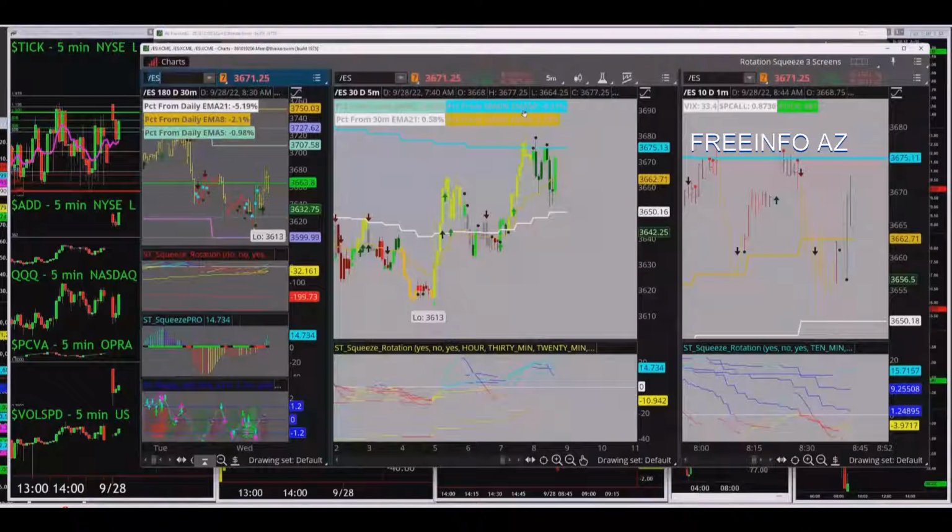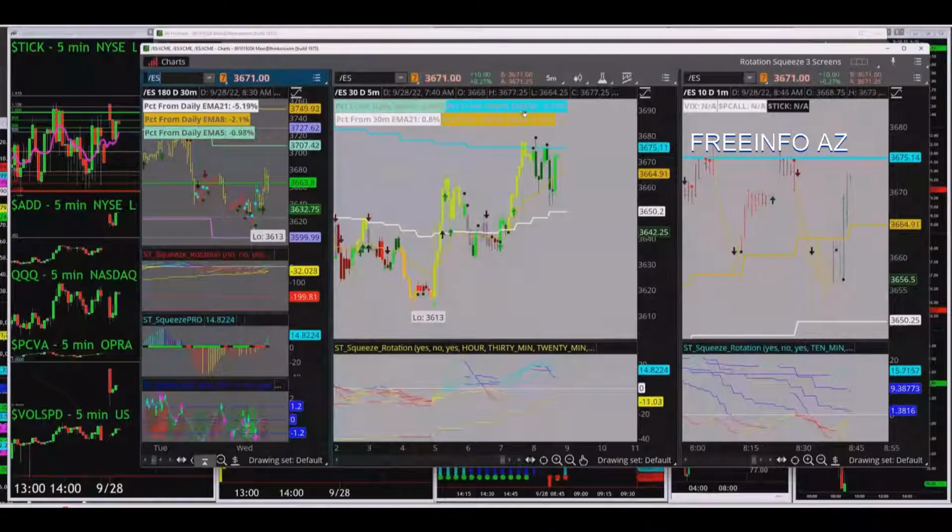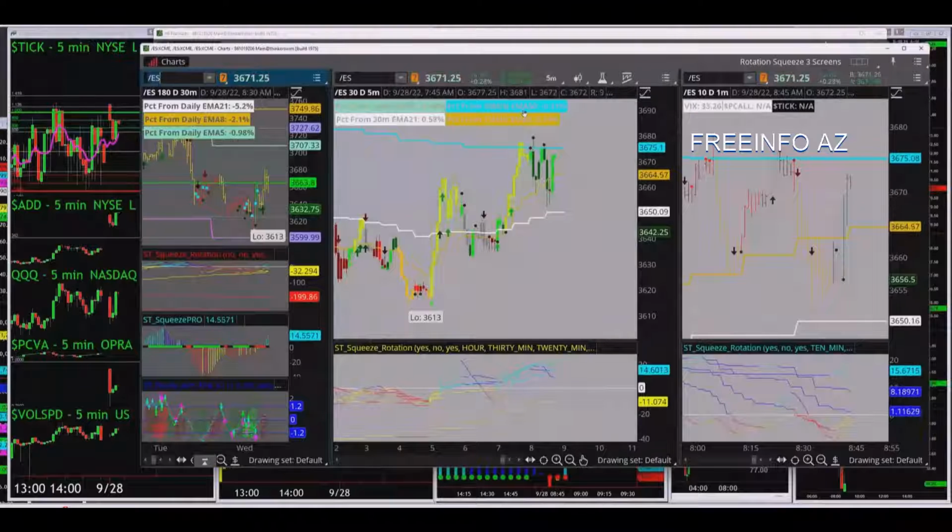Yeah, and if I have a choice, it's going to be the SPX, absolutely. And also remember that the ES is 15 points different right now from the SPX.